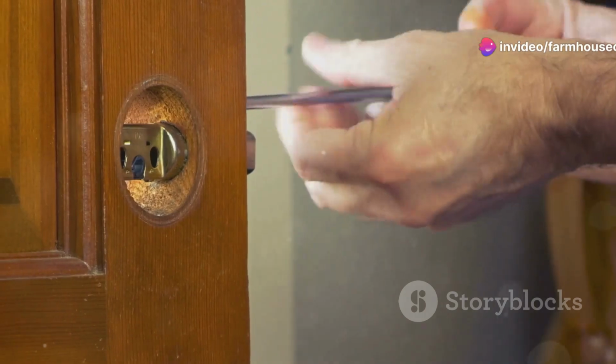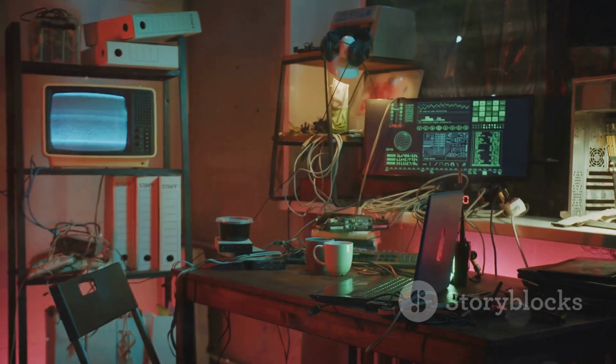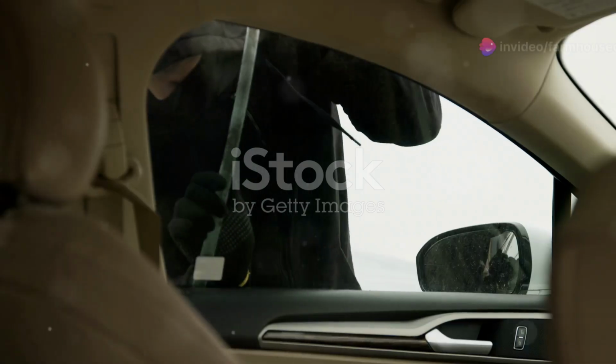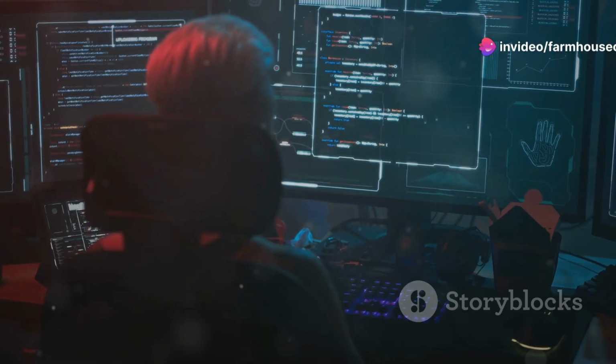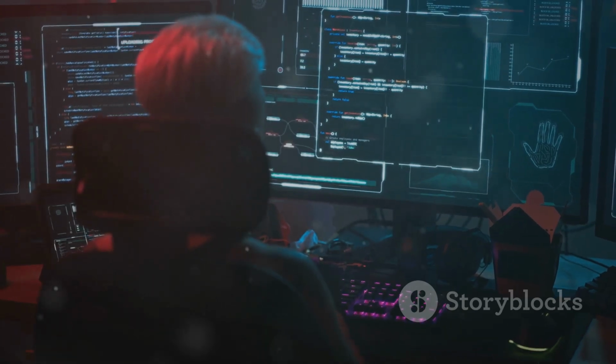In simple terms, system hacking is like trying to break into a locked house. The hacker uses various tools to pick the lock or find another way inside. Once inside, they can steal valuables or cause damage. The same happens in the digital world, but instead of a house, it's a computer system.